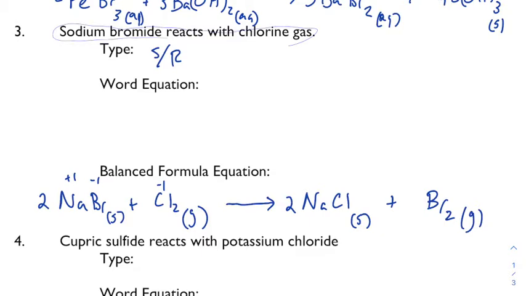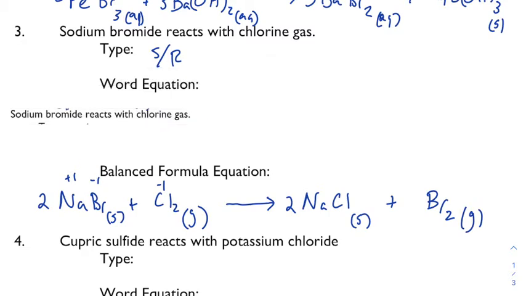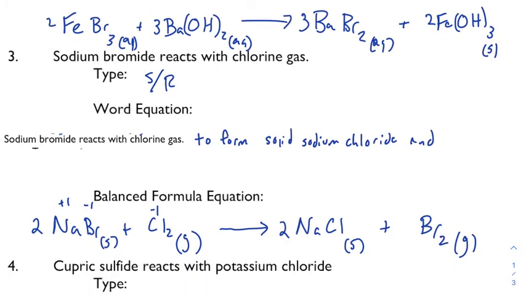All right, the word equation. Again, instead of rewriting the whole thing, I'm just going to take from up here. Sodium bromide reacts with chlorine gas. The arrow means to form or to make solid sodium chloride. And the plus in the products you can refer to as "and" bromine gas. Period. All right, we're moving.